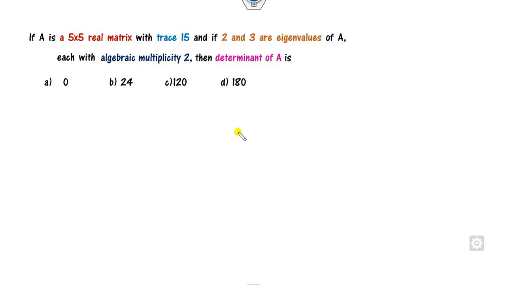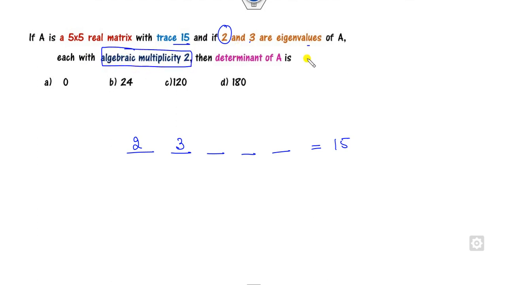Okay, so A is a 5 cross 5, so it has 5 eigenvalues. Trace is 15, it means the sum of them is 15. One of the eigenvalues is 2, 3 is another eigenvalue, algebraic multiplicity is 2. What is the meaning of the algebraic multiplicity? Since the eigenvalues are 2 and 3, algebraic multiplicity is 2. It means 2 is written 2 times, and 3 is written here.